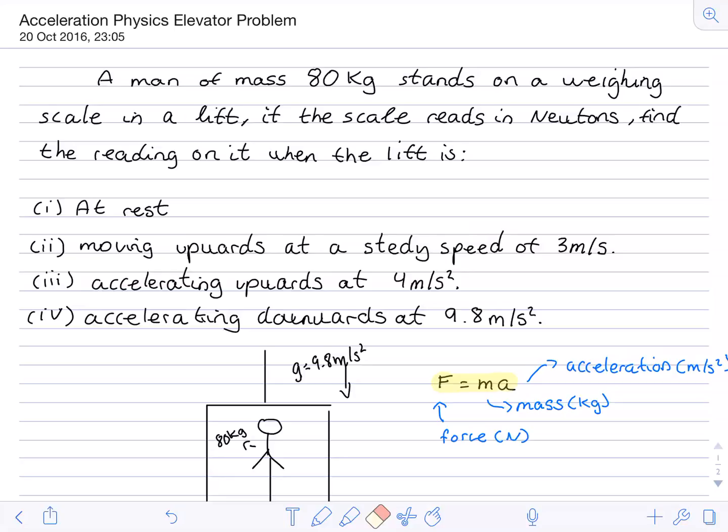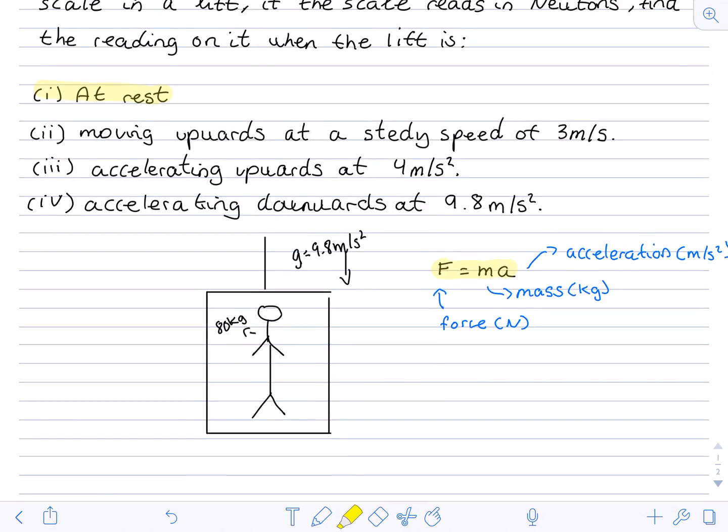A man of mass 80 kilograms stands on a weighing scale in a lift. If the scale reads in newtons, find the reading on it when the lift is at rest. Okay, so let's do part 1 first. Before we start, I have to say these two things, okay?